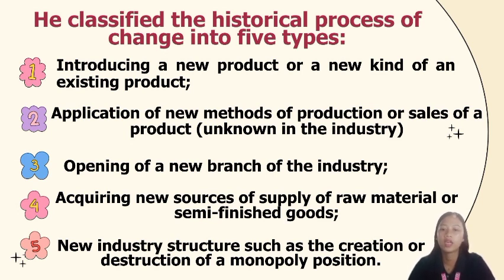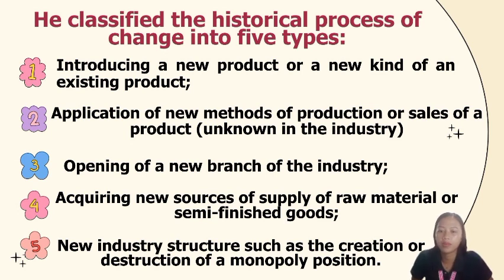Now, the second one is the application of new methods of production or sales of a product. It involves the adoption of innovative production techniques or sales strategies that were previously unknown in the industry. So, application of new methods, not the methods, strategies, or techniques you are used to in sales, for example, the known ones now like online selling, live selling, and so on. You no longer apply those, but rather look for new methods, sales strategies, or production techniques to apply that are still unknown in the industry.